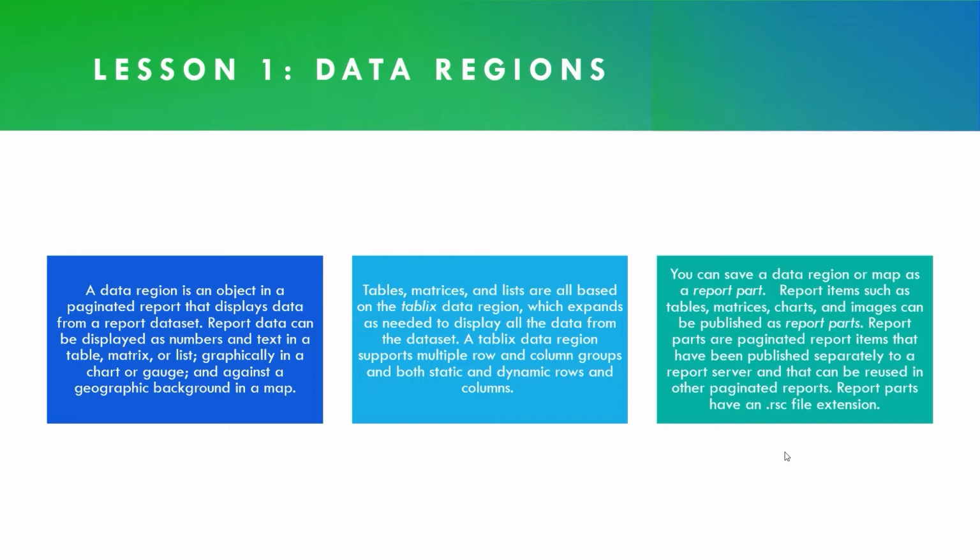You can also save a data region or a map as a report part. Report items such as tables, matrices, charts, and images can be published as report parts. Report parts are paginated report items that have been published separately to a report server, and then they can be reused in other paginated reports.